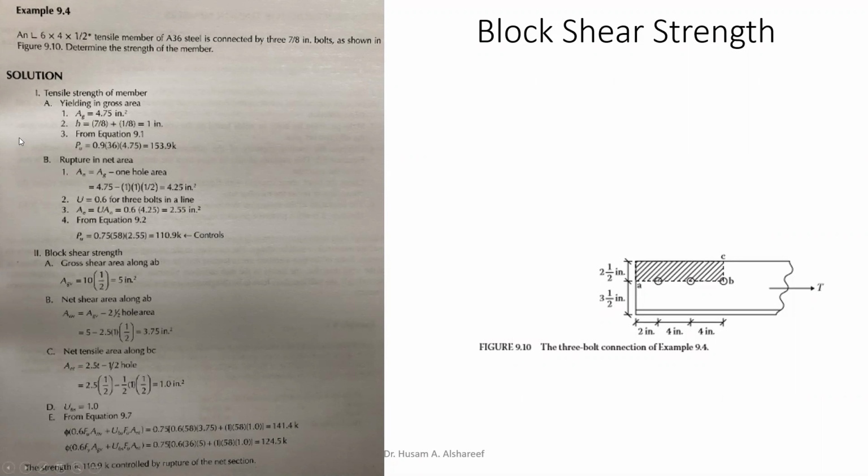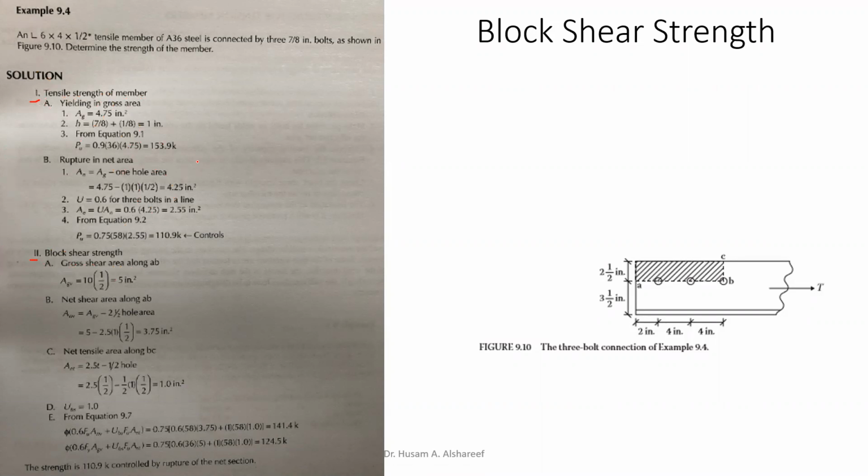If you look at the solution here, let me grab my pen again. You see here, this is part 1, and this is part 2. So in part 1, we're gonna test out if it's going to fail by tension, what will happen, and if it's going to fail by block shear, what will happen. For the first part here, as you can see, A is yielding in the gross area, and the second part is rupture in the net area. So we're gonna test this out and see.